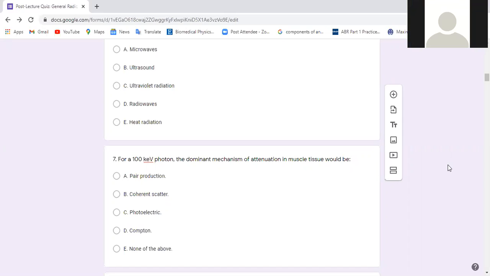I think the answer is Compton, sir. In photoelectric, we need a low energy and a low atomic number for photoelectric to actually happen. But in Compton, as the energy is increasing, Compton dominates.